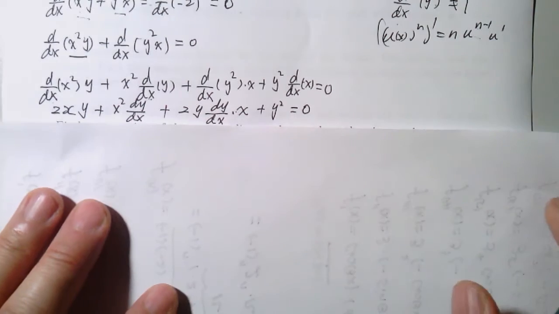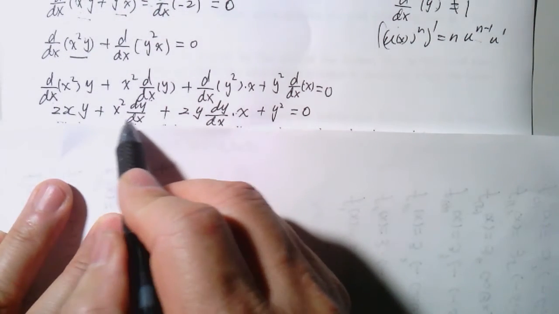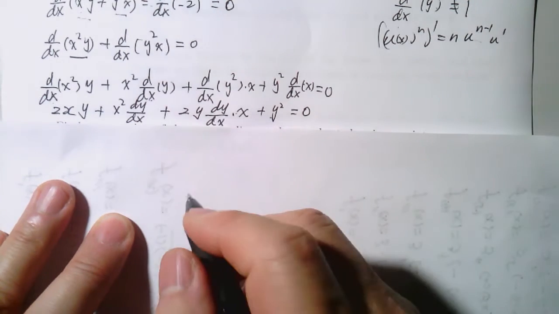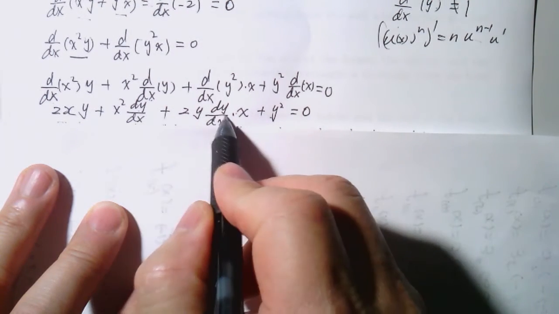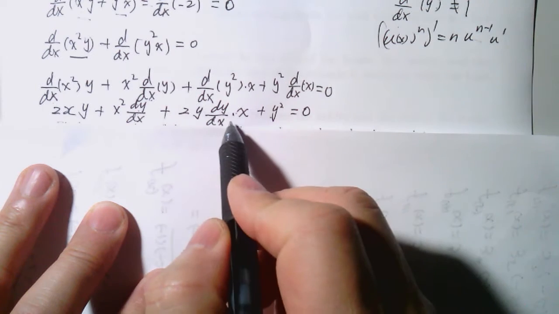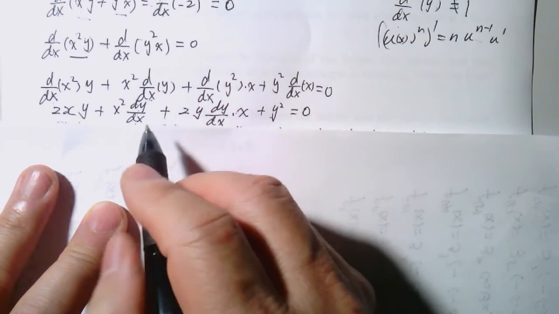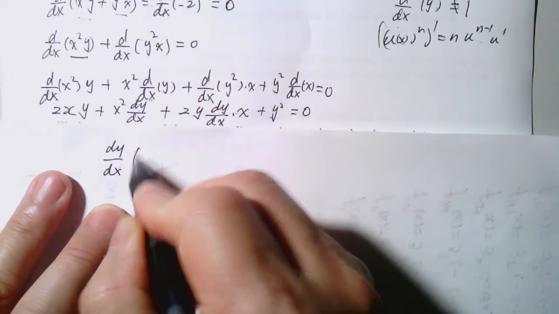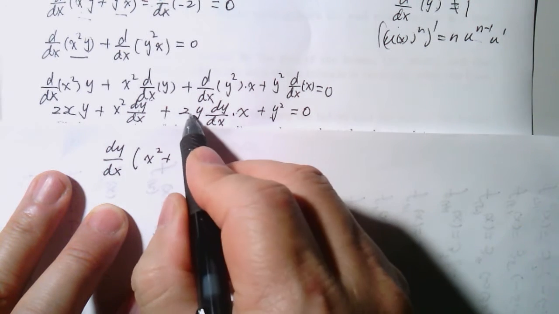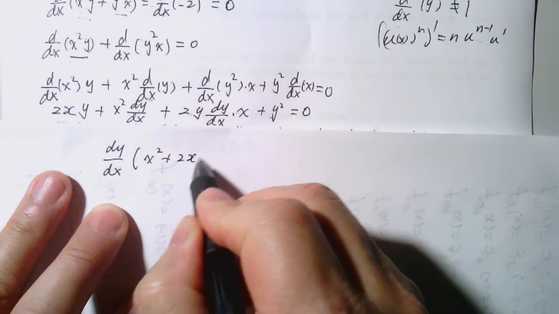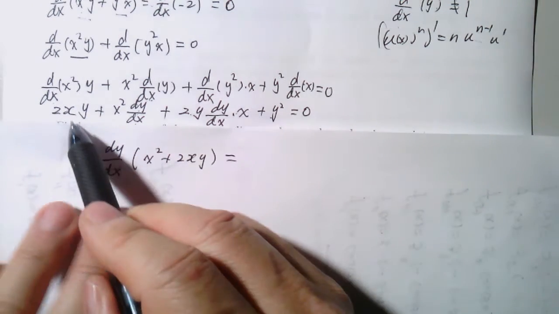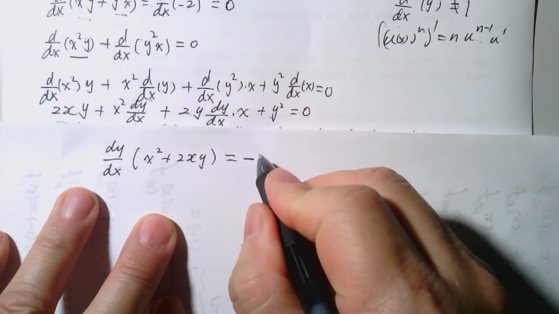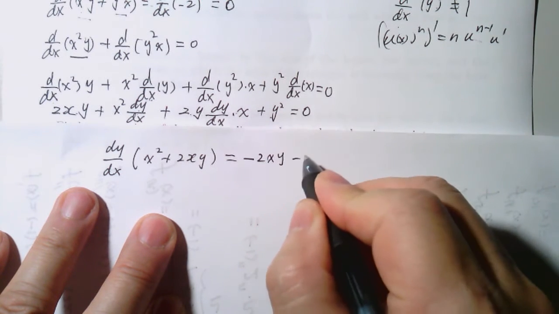Okay, I'm going to write here. So I put these two terms together, and these two terms, I move to the other side. That's two terms because both terms contain dy/dx, so you factor out dy/dx. So dy/dx times (x squared plus 2xy) equals, you move this term to the other side, negative 2xy minus y squared.